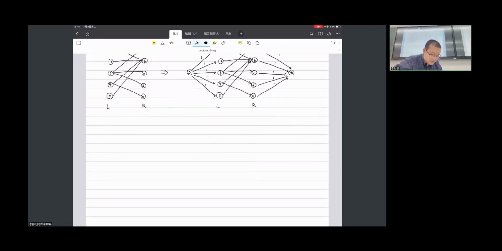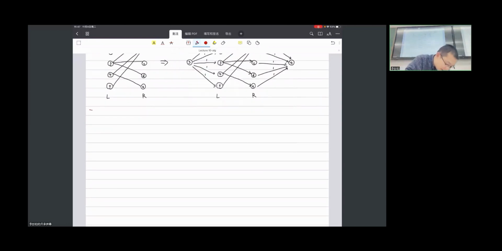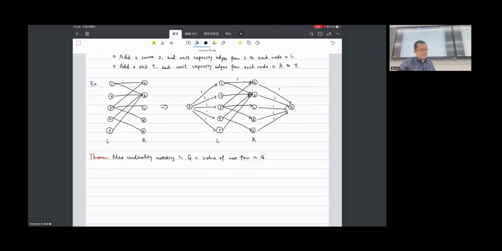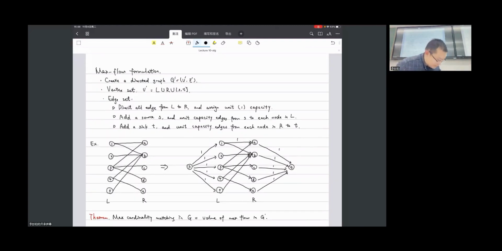And the thing that we are going to show here is a main theorem, because after all, we have been talking about the max flow algorithm. The very important thing is that we need to solve this problem correctly. So we want to show that the max cardinality matching in the original graph G equals the value of the max flow in this new graph G prime. This is a theorem that we are going to prove in a minute.